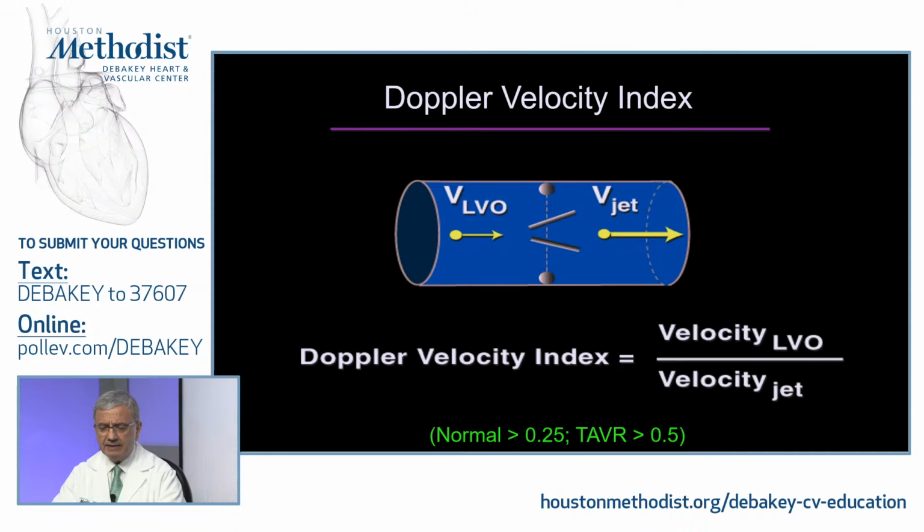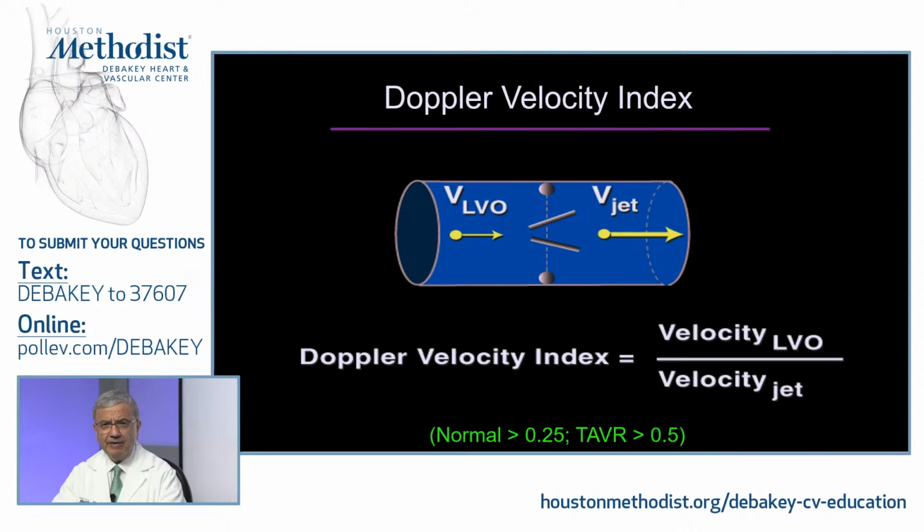Basically, it is how much the velocity proximal to the valve increased through the valve prosthesis. And the ratio is that of velocity in the LVOT divided by the jet velocity. And most normals are about 0.5 or so, or 0.4.